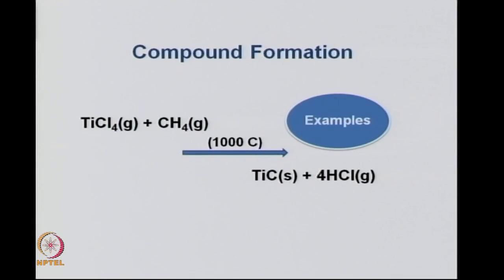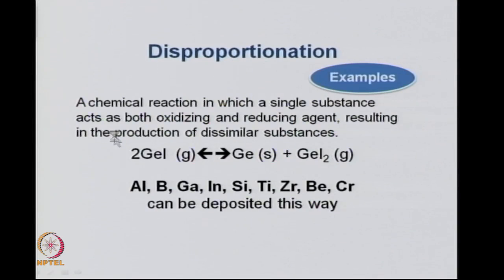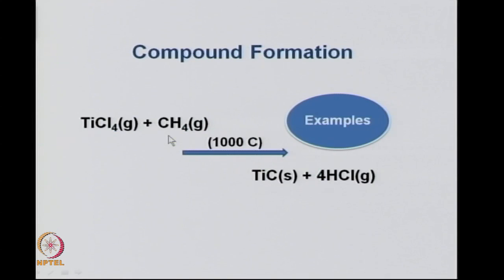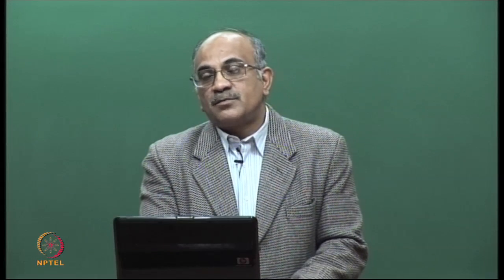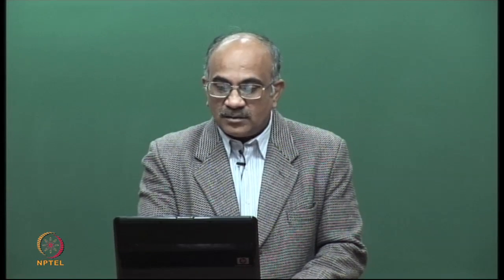The next methodology is the compound formation methodology, where the example that we show here is titanium tetrachloride reacting with methane. There are two gases, titanium tetrachloride and methane, which are brought together near a substrate at a temperature of 1000 degrees Celsius, and at that temperature titanium carbide, which is a solid, will deposit on the substrate and form a film. So, this is an example of a CVD procedure where you have compound formation starting from two gaseous precursors, and they interact and form a compound which deposits on the substrate and forms a thin film of titanium carbide.